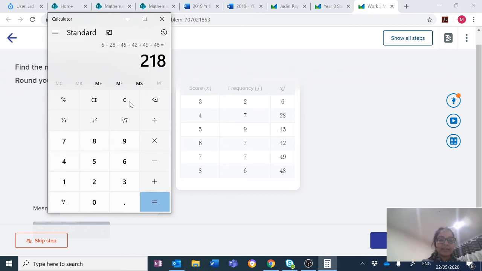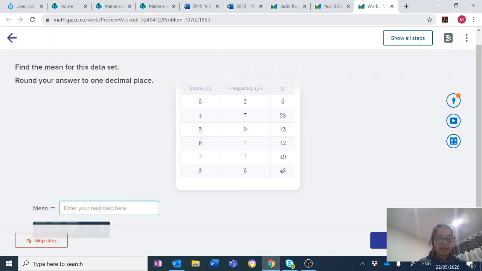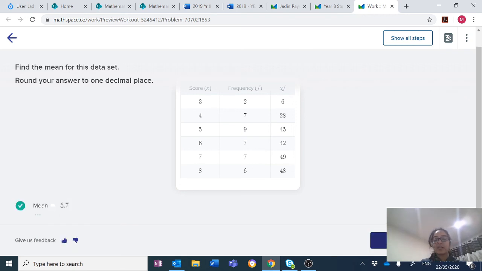So 218 divided by 38, was it? So 5.73. I need to round my decimal number to one decimal place. I'll do it now. Now the answer should be 5.7. Let me enter my answer here, 5.7, and submit in front of you. That's the correct answer, and I can move on to the next question or close my preview, because I was just trying a question from your task.